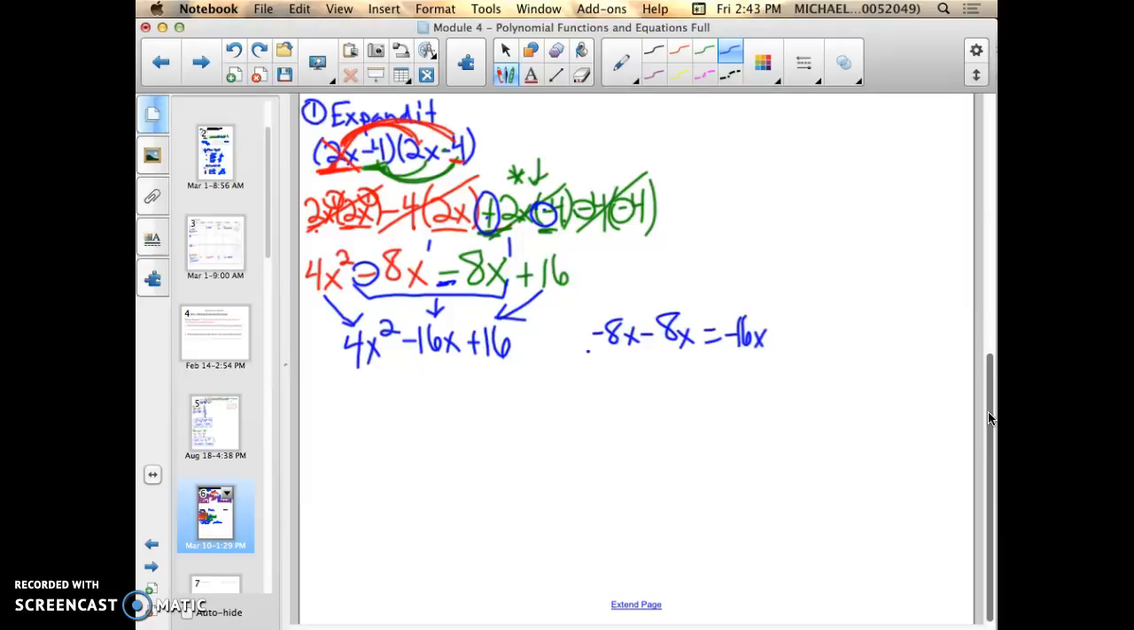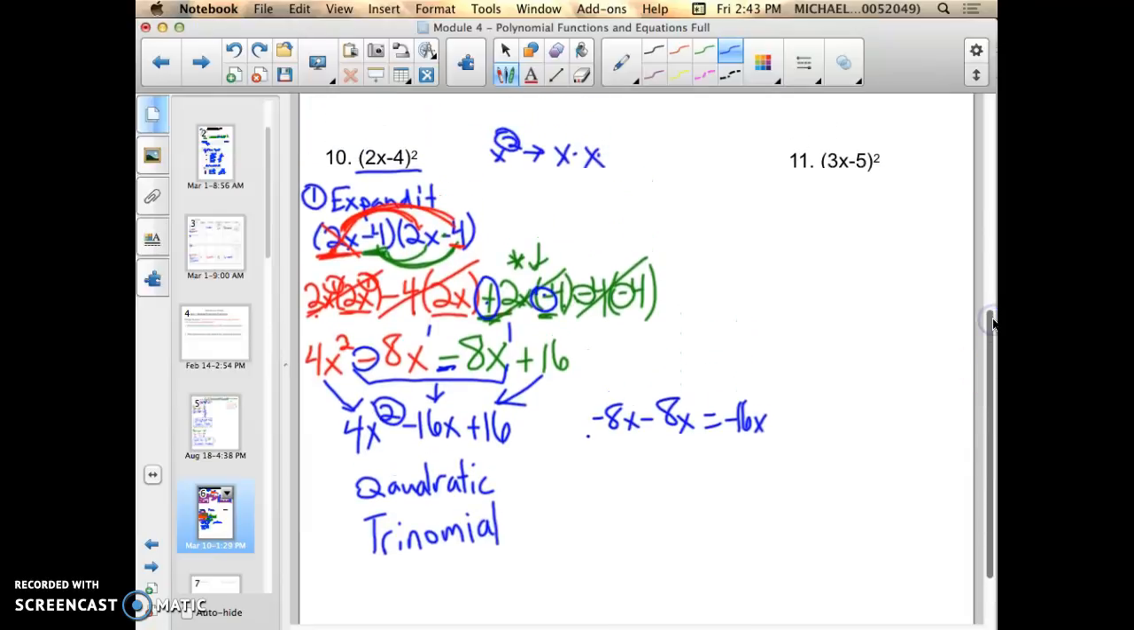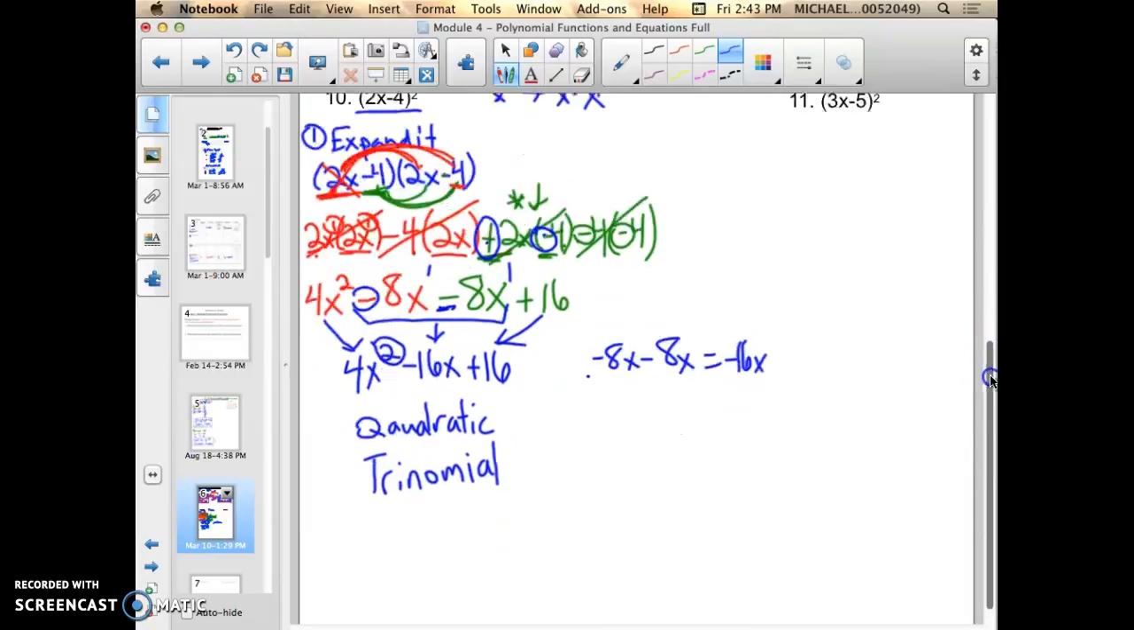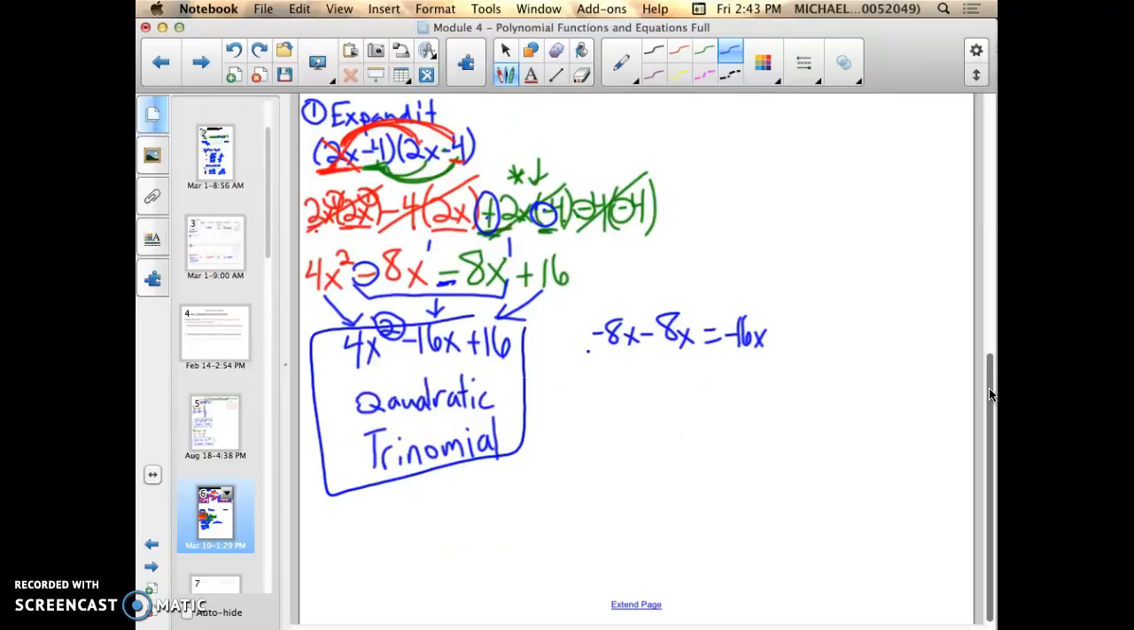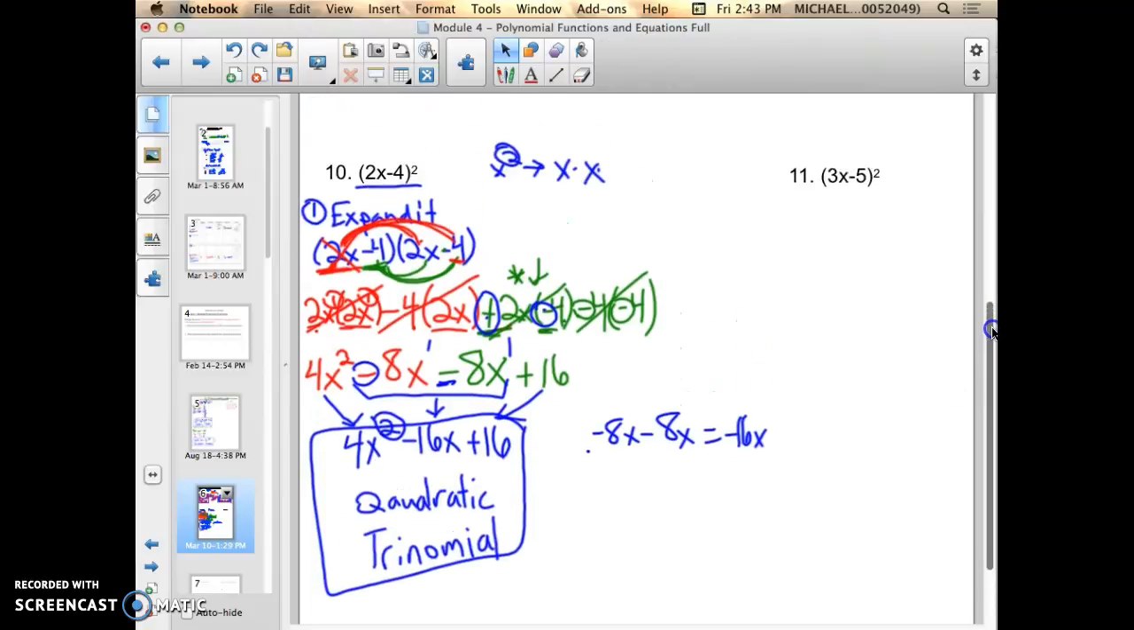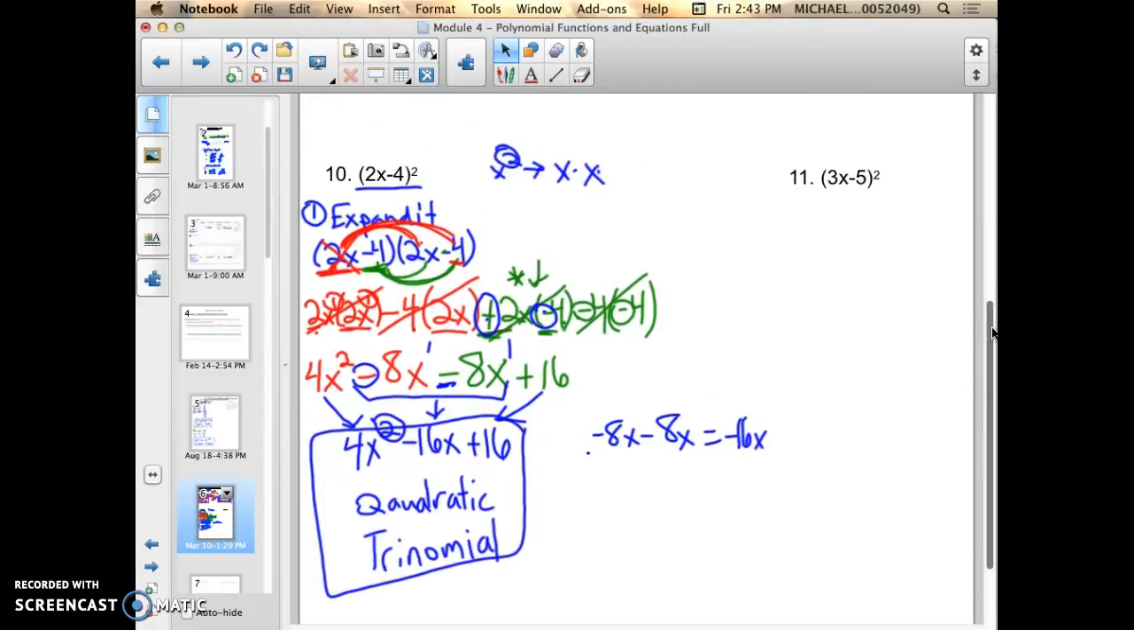So at this point, I just need to name it. This is a quadratic because of the highest power of 2. Trinomial because there's 3 terms. And I am done multiplying this binomial times binomial. So this is my final answer. So at this point, sorry, that power should be in there. At this point, please pause the video again and try example number 11 on your own.